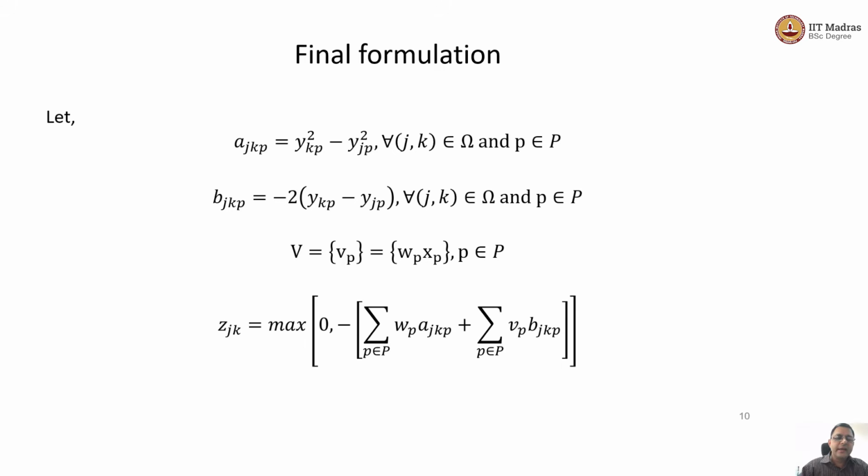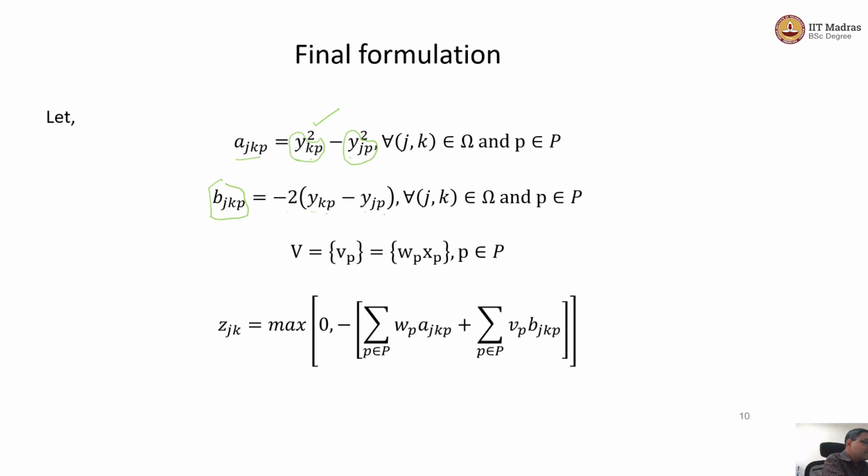So let us define AJKP as a parameter, which is the squared distance: YKP squared minus YJP squared. Once again, YKP is known, therefore YJP is also known, and therefore this is calculatable, and therefore this is a parameter. Similarly, BJKP as negative 2 into YKP minus YJP.